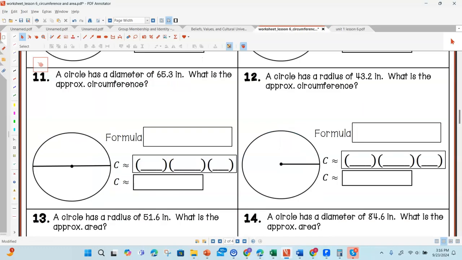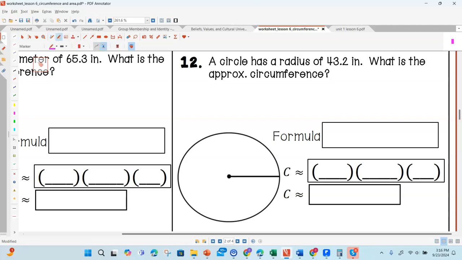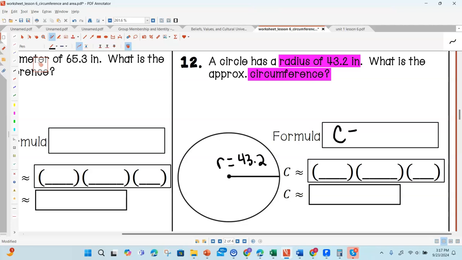Okay, in this example, I have a circle that has a radius of 43 and 2/10 inches. We were given the radius, 43 and 2/10, and we need to find the circumference. So radius equals 43 and 2/10. Since I was given the radius, I can use the formula circumference equals 2 times pi times the radius.